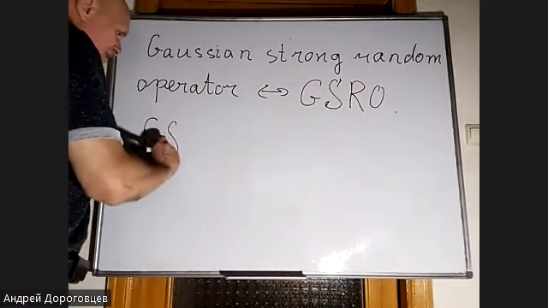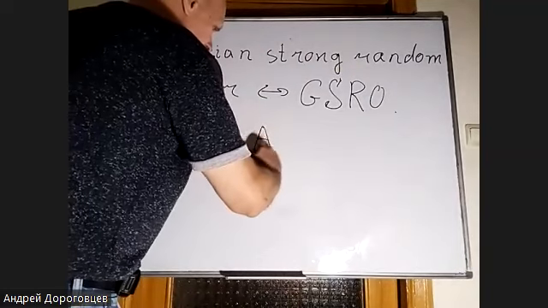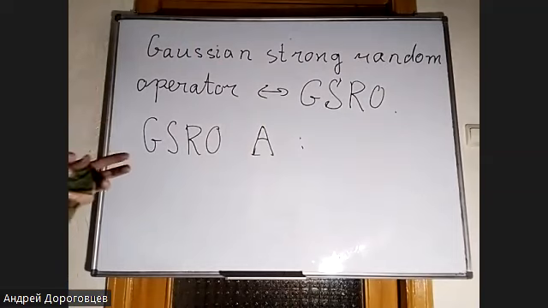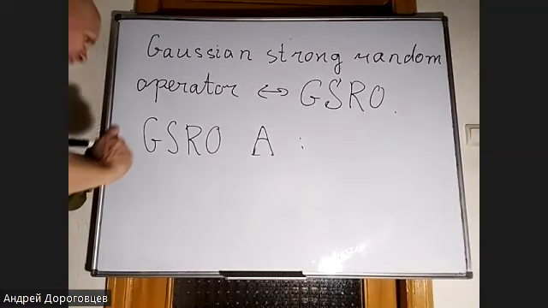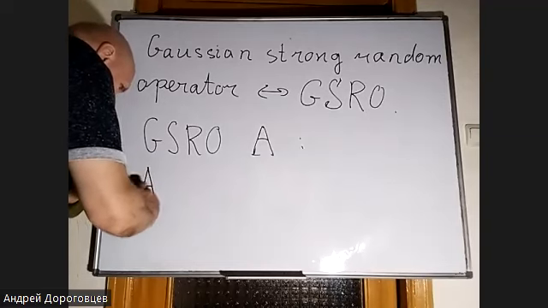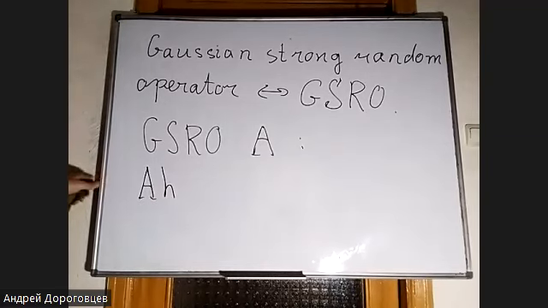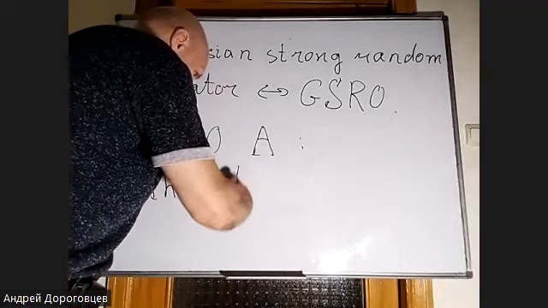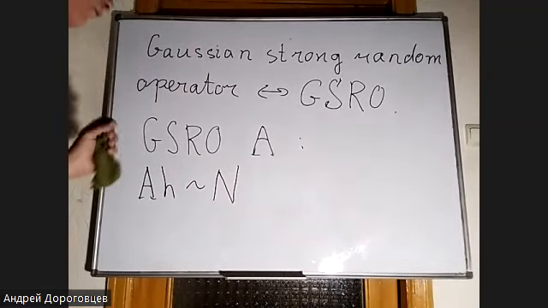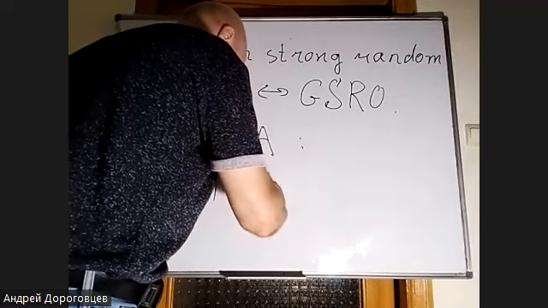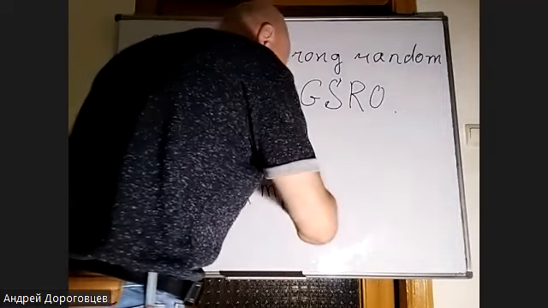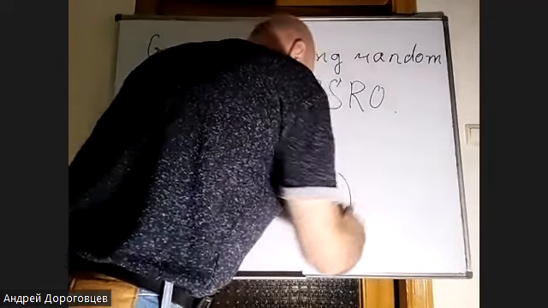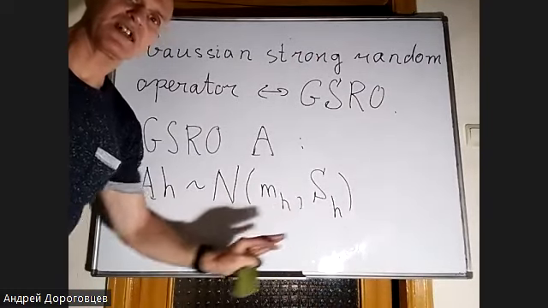So let us consider a Gaussian strong random operator A and try to define its characteristics. First of all, for every h, we remember that Ah has a Gaussian distribution in Hilbert space. So it must be characterized by two objects. One is the mean, let it be for a moment Mh, and the second one is the covariance operator. Let me recall the definition of this object and its properties.